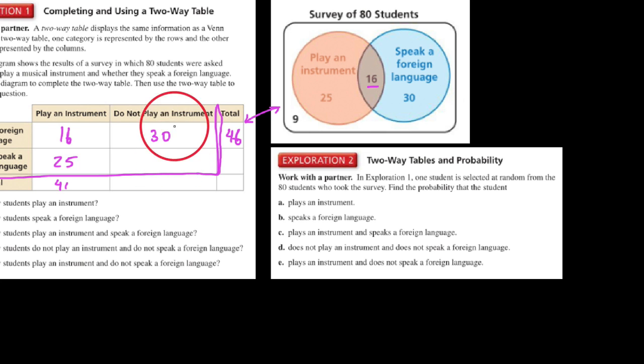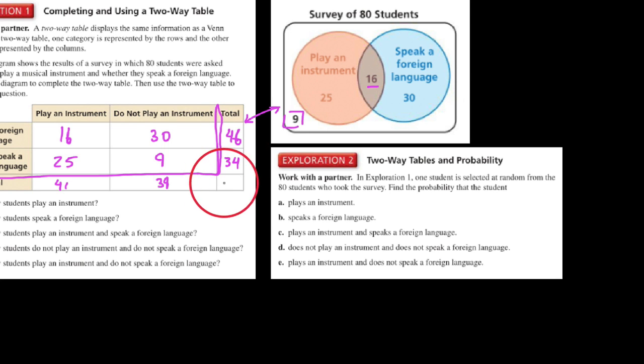In terms of what else we would want to know, how about do not play an instrument and do not speak a foreign language? It looks like we have 9 of those out here. So the total that do not play an instrument would be the sum of this column here, 39. And then the total that do not speak a foreign language, 25 plus 9 here is 34. So 34 people do not speak a foreign language.